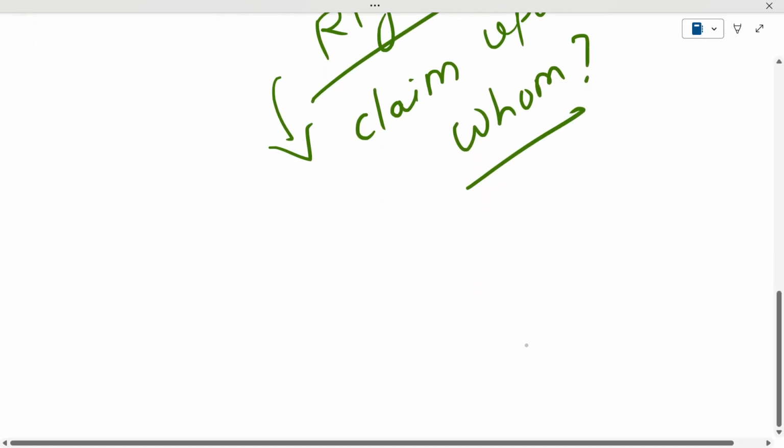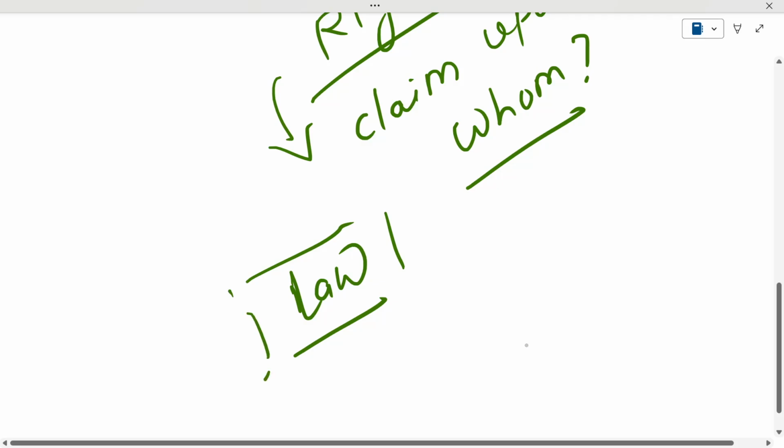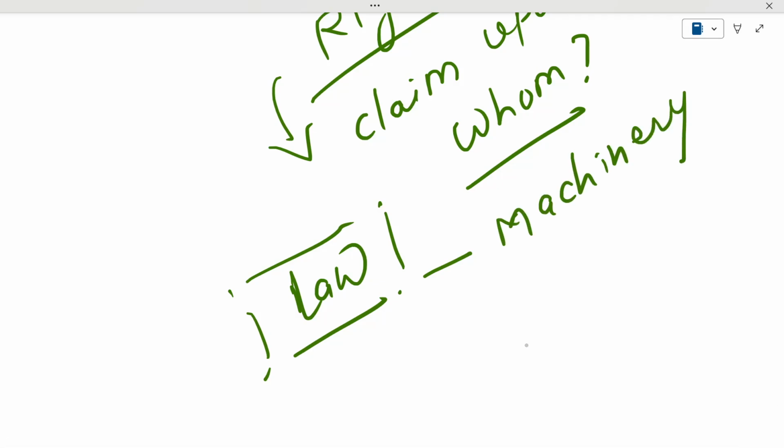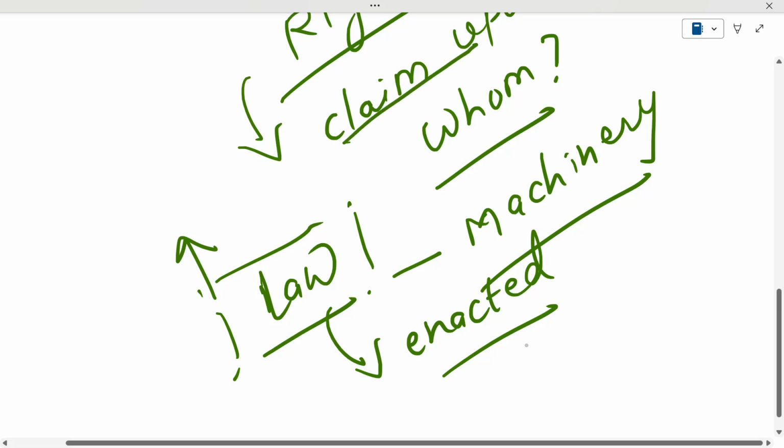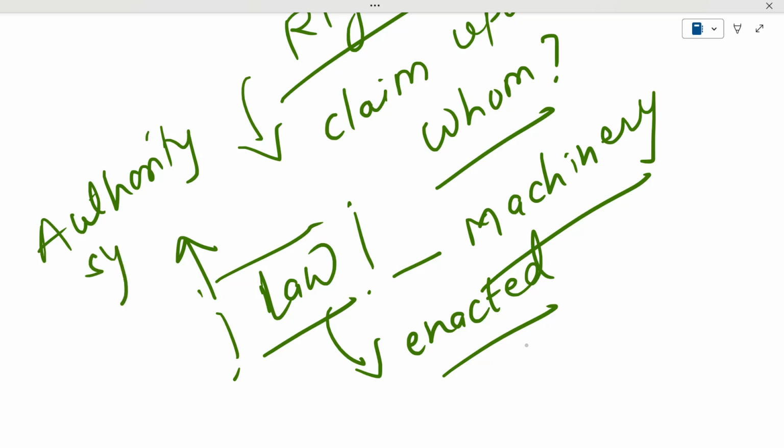So we are claiming these rights from law. We are claiming these rights from the machinery that is enacted by such law. Or we are seeking the settlement of such claims or entitlement of such claims from the authority or from a system or an organization that has been authorized by law.